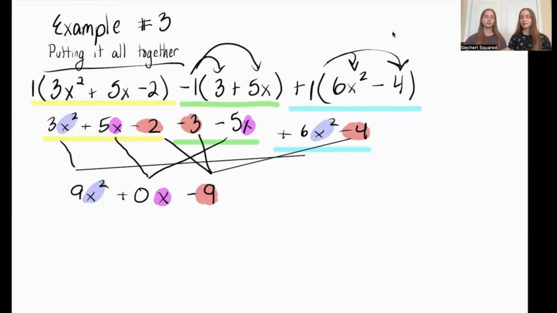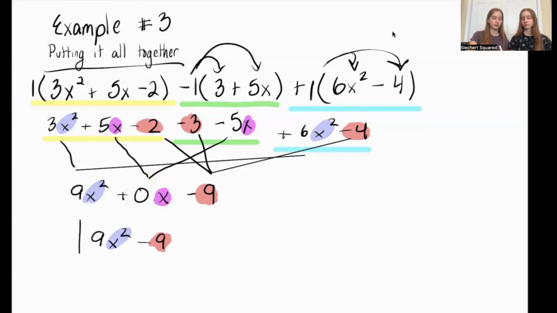And the last little bit is technically, if you have 0x, you don't really have to write it. So we can just get rid of that term. We can rewrite it as our 9x squared. So that was still that very first term. And instead of writing that 0x, we just go right to the -9. Because if you have 0 of something, it's not there. So you do not have to include that 0x in your answer.